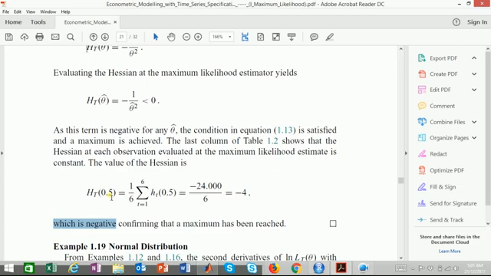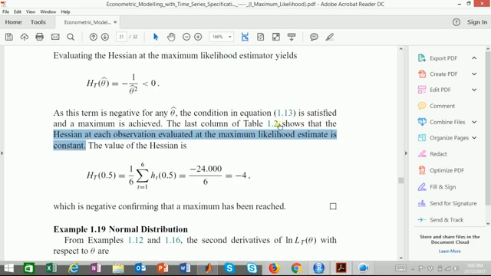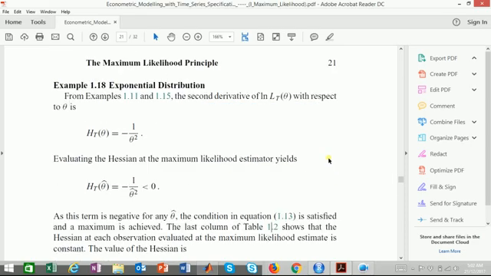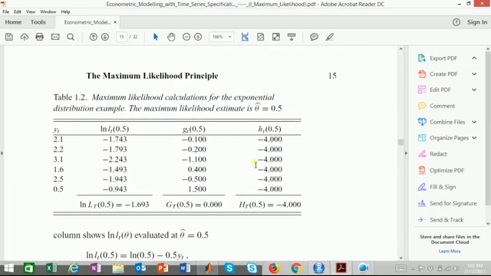Because this is just one term, theta square, the sign is negative for any theta: negative, positive, negative. The value is negative. The Hessian at each observation, evaluated at the maximum likelihood estimate, is constant. Table 1.2 shows that. Let's look at Table 1.2. For each observation the Hessian is constant and negative, which confirms negative definiteness. Okay, good job.